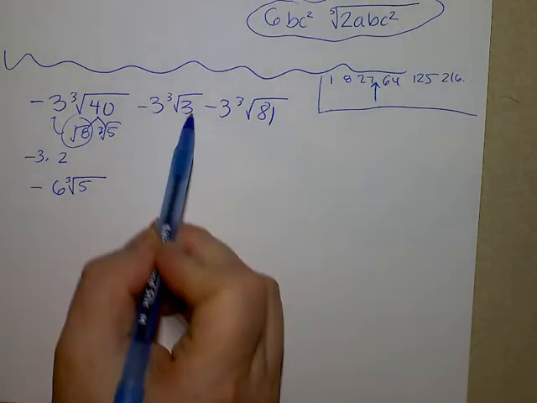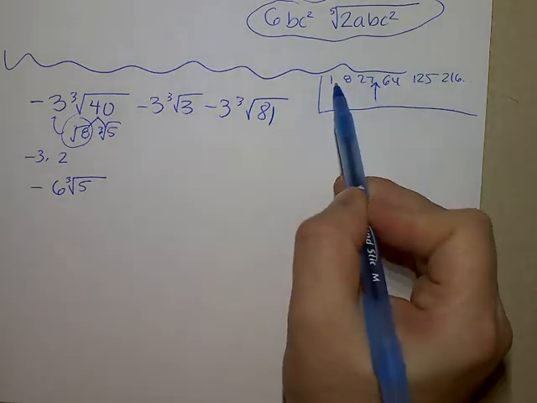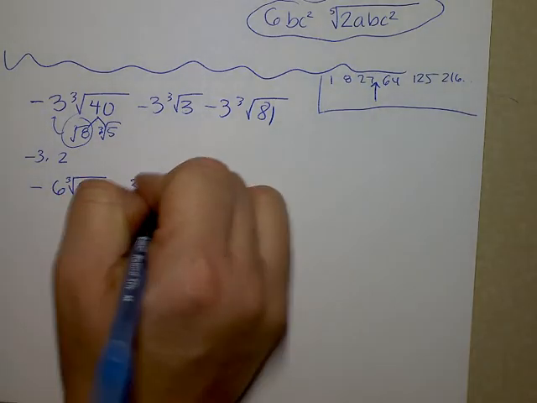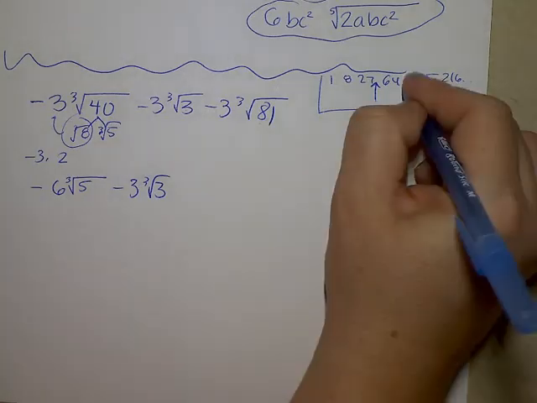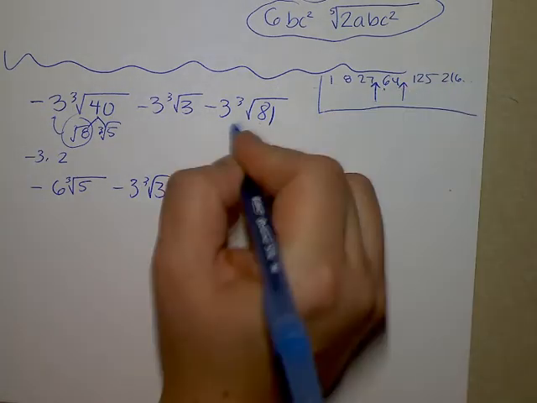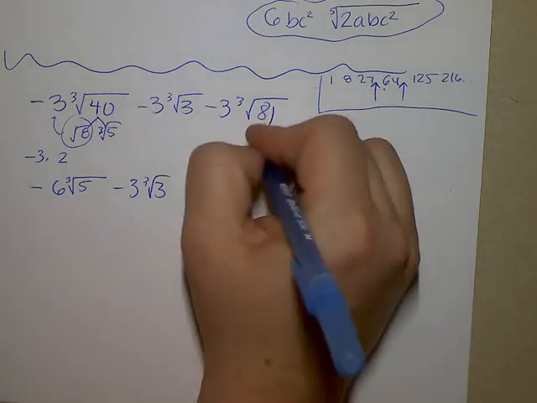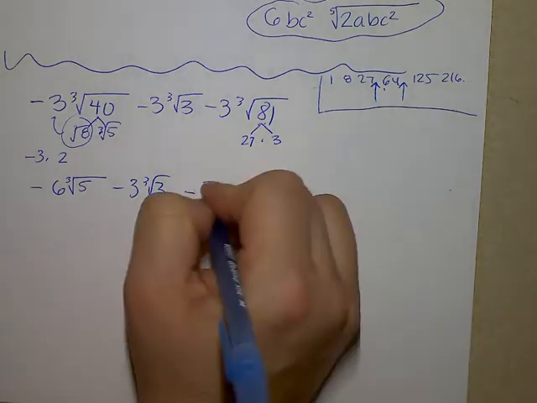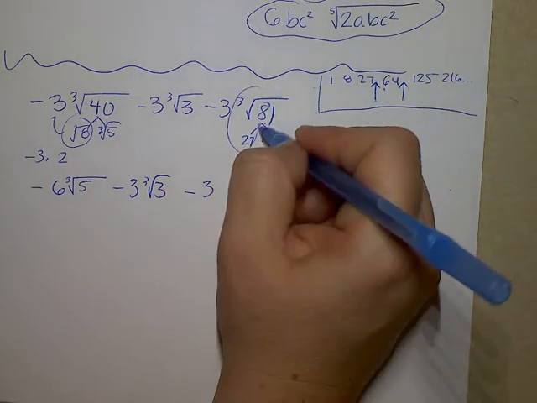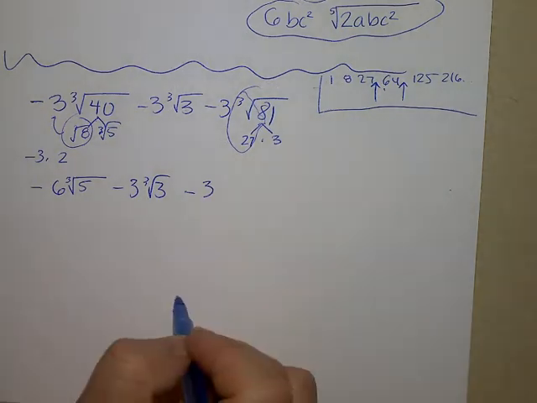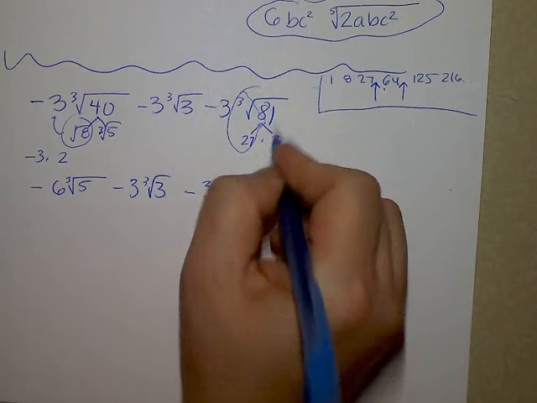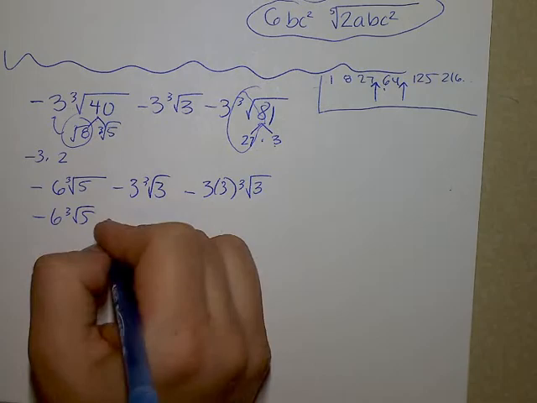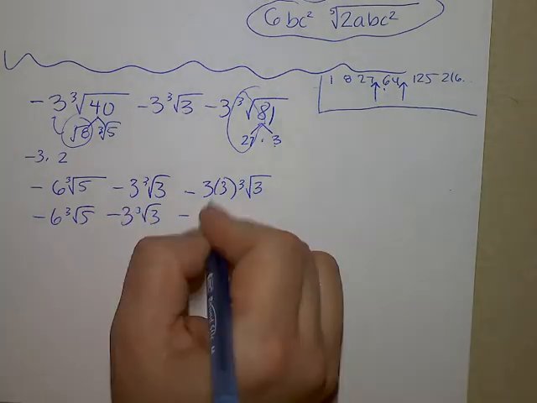Now I find 3. So I go back up here. Here's 3. I only look to the left. The only number is 1, and 1 doesn't reduce anything. I write it down as is. I find 81, and I look to the left. 64 does not nicely divide into 81. 27 does. 27 times 3. Now there's already a negative 3 there. What is the cube root of 27? 3, and then we have a 3 remaining inside. So this is negative 6 cube root of 5, negative 3 cube root of 3, negative 9 cube root of 3.